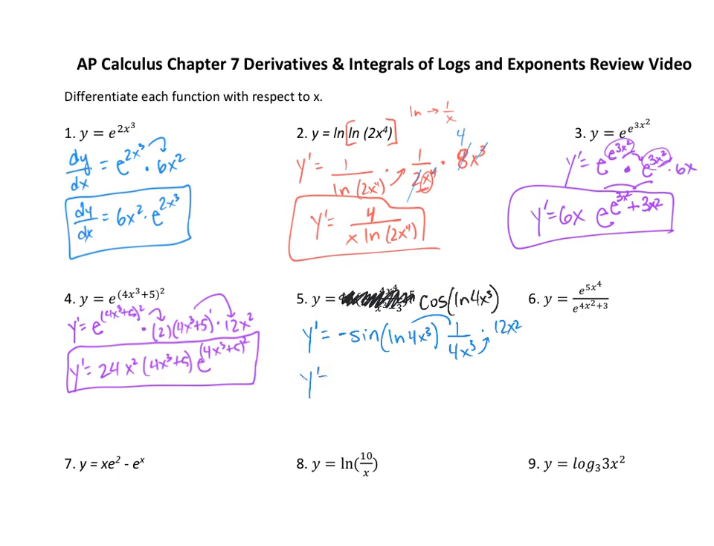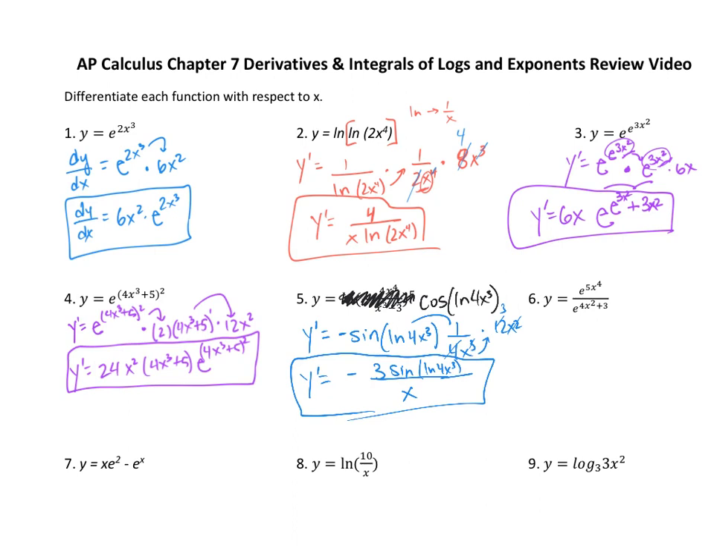So we end up with y prime being, let's clean this up. This will reduce with that to make it a 3. This with one of those, with two of those. So it'll end up being negative, and this will be 3 sine ln 4x cubed, and on the bottom you'll have just that x. All right, moving on to the next one.